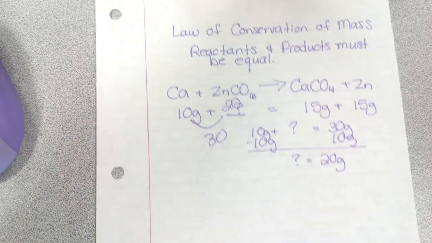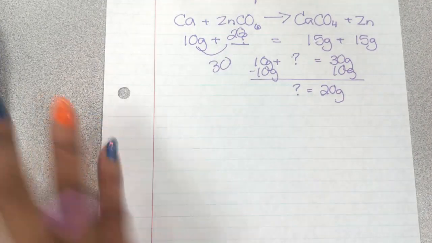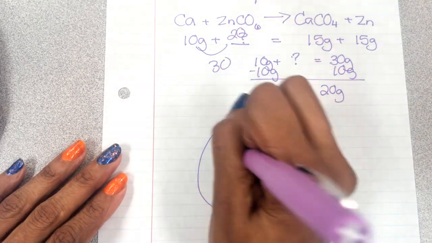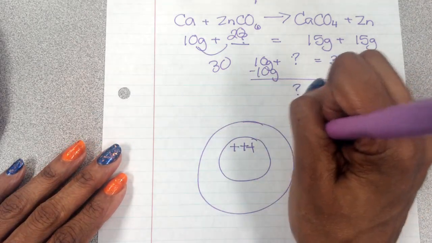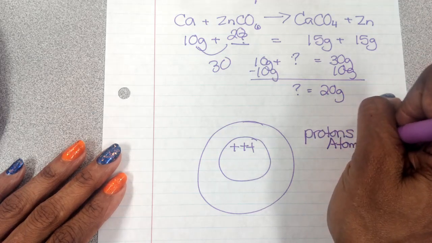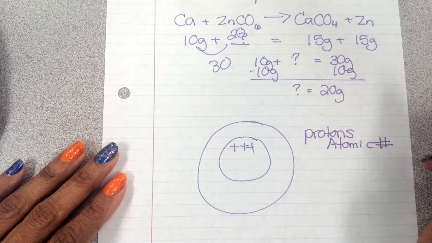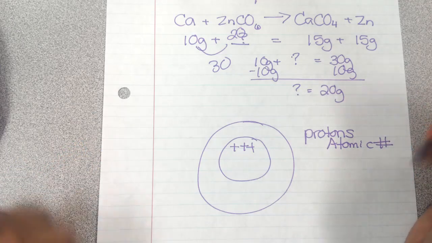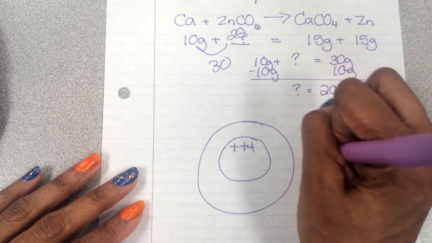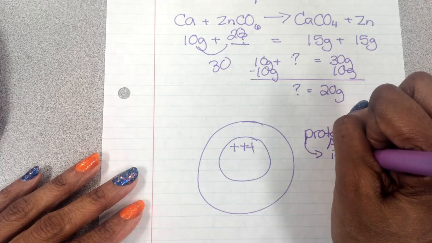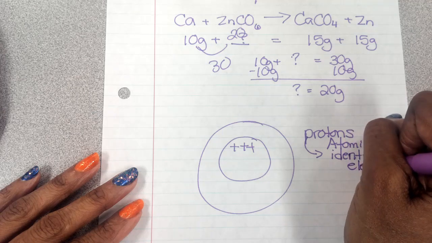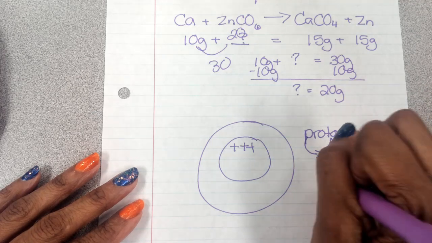All right, just real quick before I go, I want to review protons, neutrons, and electrons. Protons, that is your atomic number. So your protons will never ever change. Your atomic number tells you your protons, and it's very important. The protons give you the identity of the element, and they are in the nucleus.